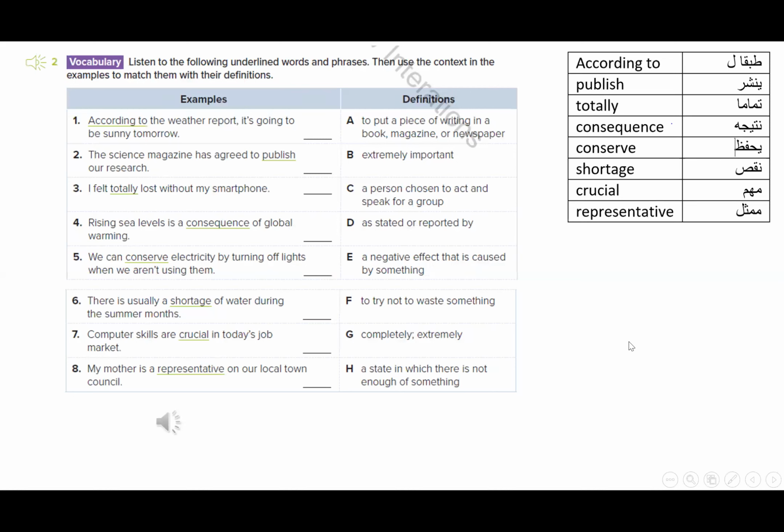Vocabulary. According to. Publish. Totally. Consequence. Conserve. Shortage. Crucial. Representative. Listen again.